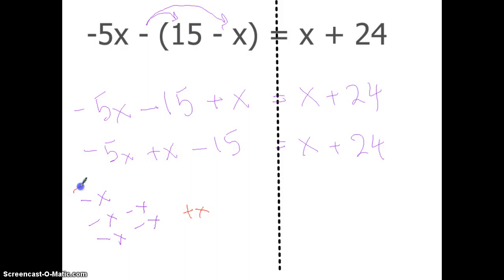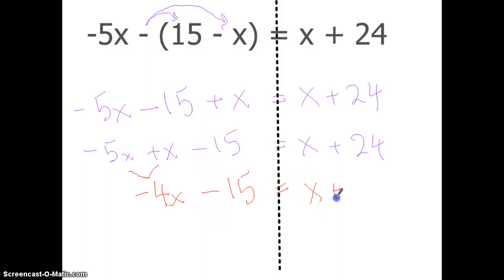Okay, so that's negative 5x's. Altogether here I've got 5 negative x's and 1 positive x, and those cancel out. And I'm left with 4 negative x's. In other words, negative 5x plus x is negative 4x, because one of them canceled. Negative 4x, when I combine those two, because these were opposites and one canceled, and now I bring everything else down. Minus 15, here's the equal sign, x plus 24.